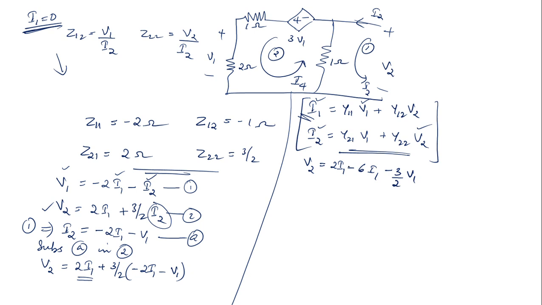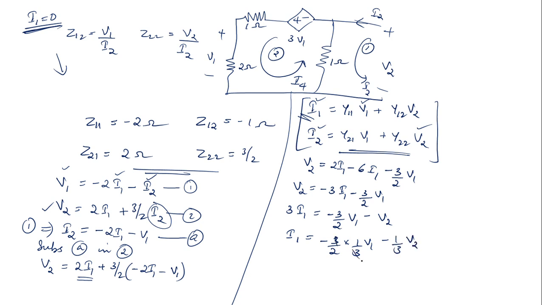Okay, now you can just solve over here. You'll be getting V2 is equal to minus 3I1 minus 3 by 2 V1. I will take I1 to the other side. So you have 3I1 is equal to minus 3 by 2 V1 minus V2. And I1 is equal to minus 3 by 2 into 1 by 3 V1 minus 1 by 3 V2. So you have minus V1 by 2 minus V2 by 3.